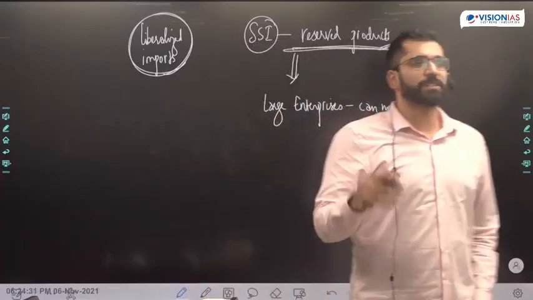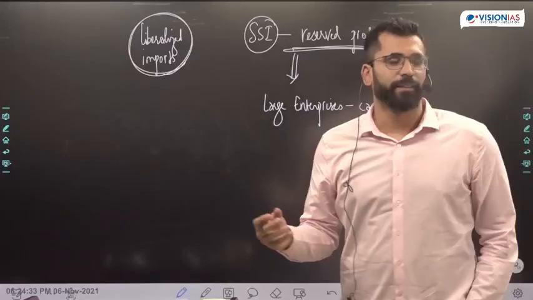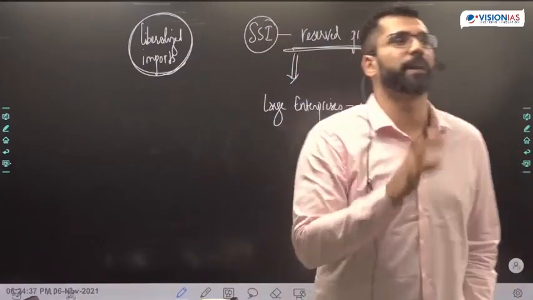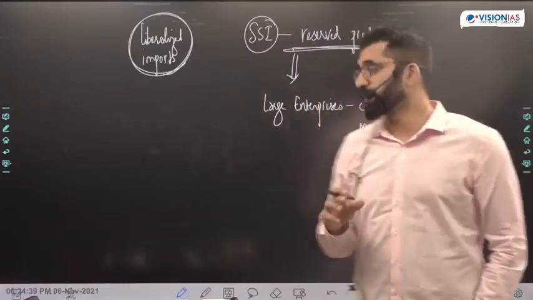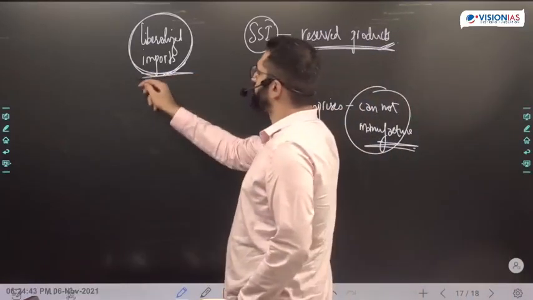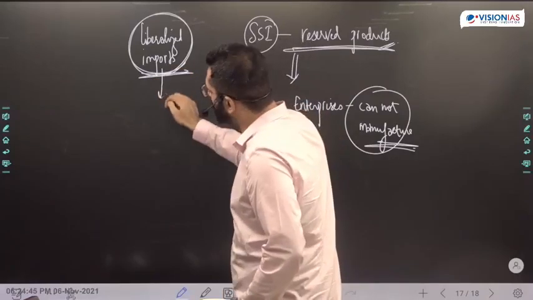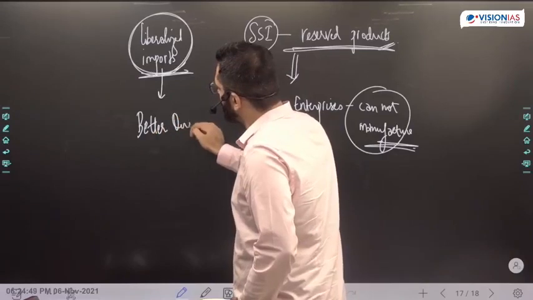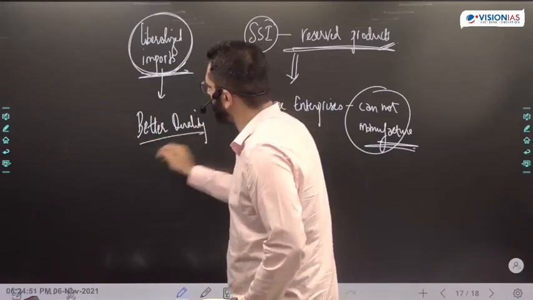Now when you have a reserved policy for SSI, small sector industries के लिए कुछ products आपने reserve किए हैं that they will be built by only small sector enterprises. Large enterprises cannot manufacture, and now you have liberalized imports. The moment you are allowing imports, they are better quality. They are better quality at a cheaper price.